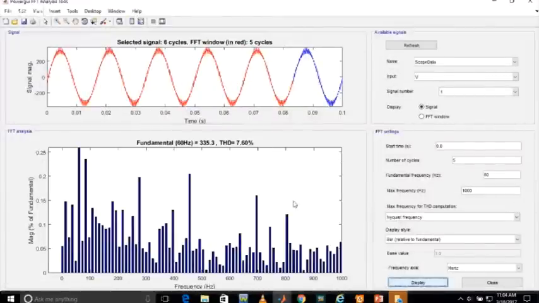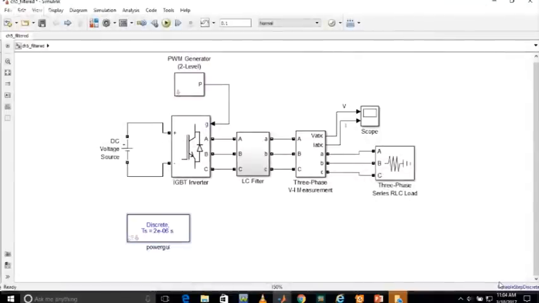As you can see, the harmonics present in this signal is 7.60%. In the previous case, it was 98%, right? By using the LC filter, we have reduced it to 7.6%. But what's the main advantage in MATLAB? We can take any value of L and C, which is not the practical case, right?